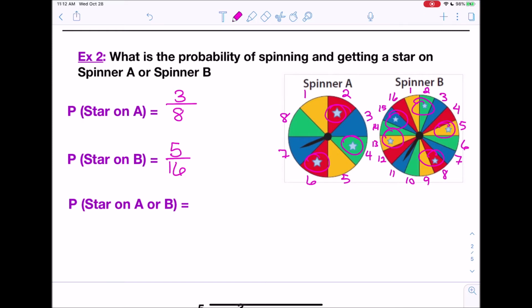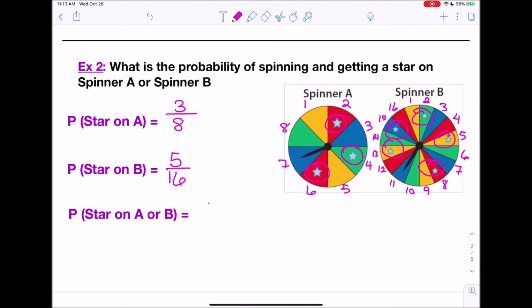Now we add the two probabilities together. So we have 3/8 plus 5/16. Notice the denominators are not the same, so we cannot just add the two numerators together on top. We're going to actually have to solve it by getting a common denominator first or using another method.